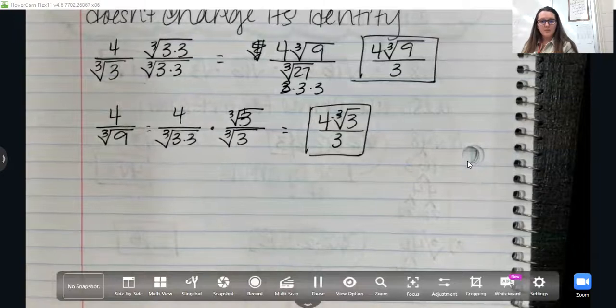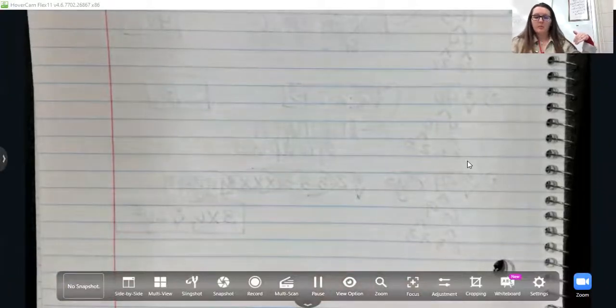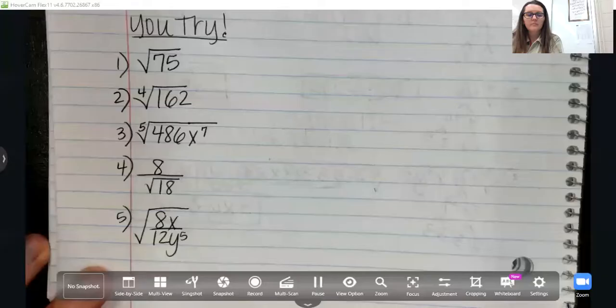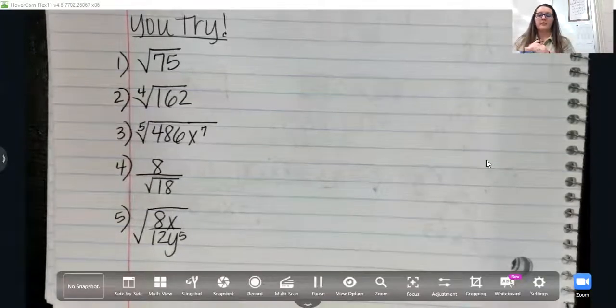So once you complete these exercise problems, please bring me your notes and show me your exercise problems, and then you can start your practice work. Right here are your You Try. There are 5 of them. Go ahead and do these 5 and then bring me your answers when you get them. You can work with a partner on this if you'd like to.